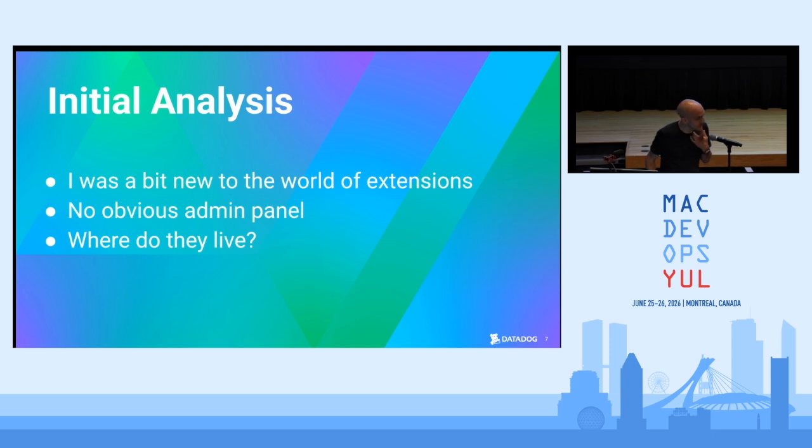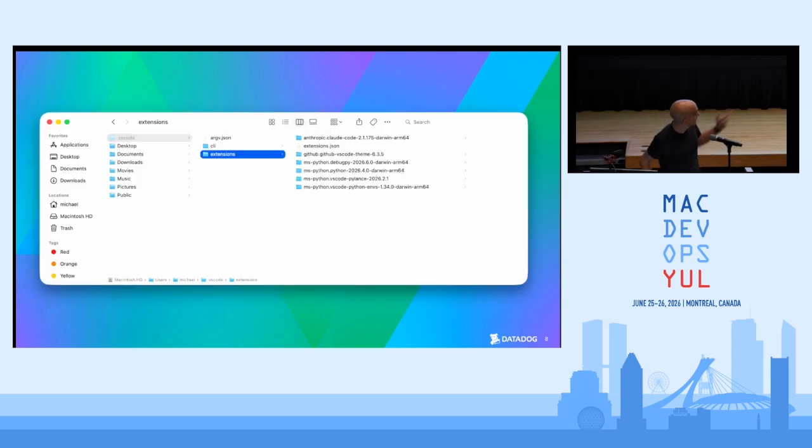So these must live somewhere on the machine, and I found them. In the user folder, there's a hidden VS Code folder, and then there's an extensions folder, and then you can see the names of the extensions and the versions.